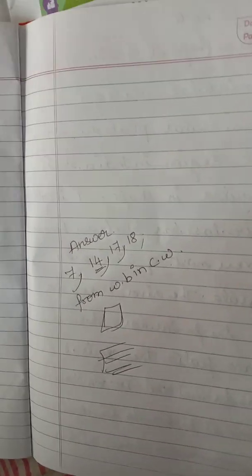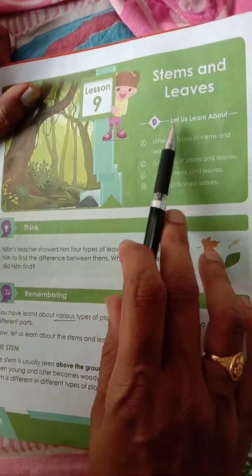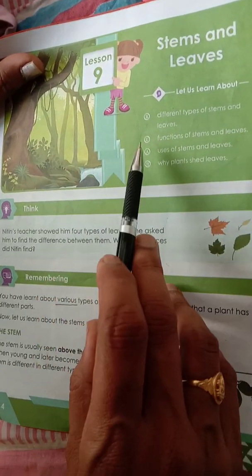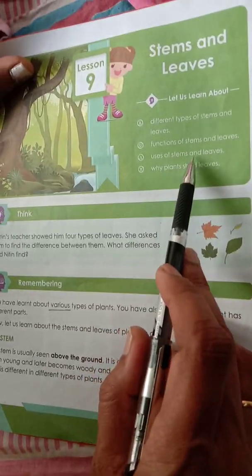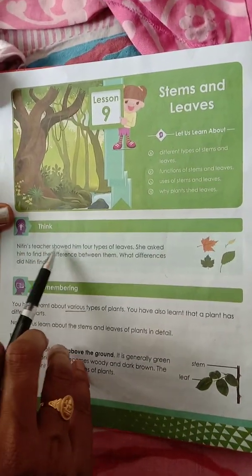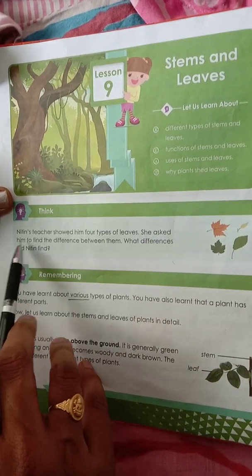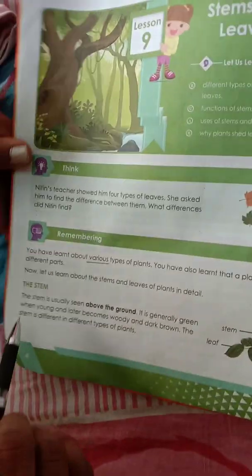Children, open your textbook, page number 4, lesson number 9, stems and leaves. Let us learn about different types of stems and leaves, functions of stems and leaves, uses of stems and leaves, why plants shed leaves. Think. Nitin's teacher showed him 4 types of leaves. She asked him to find the difference between them. What difference did Nitin find?